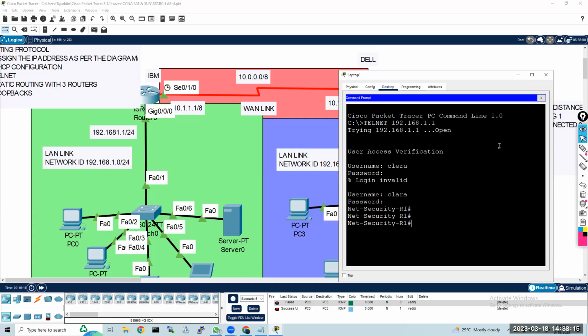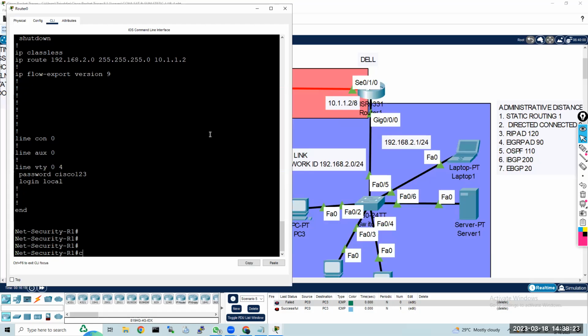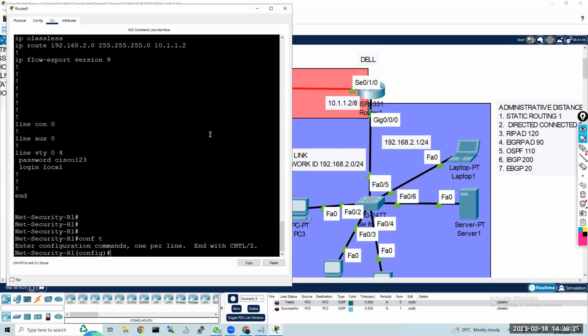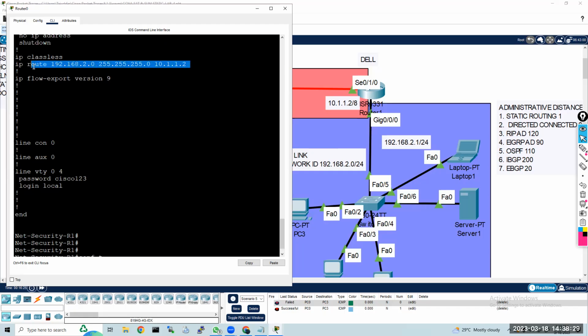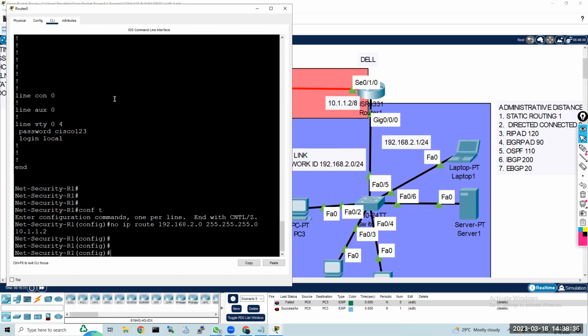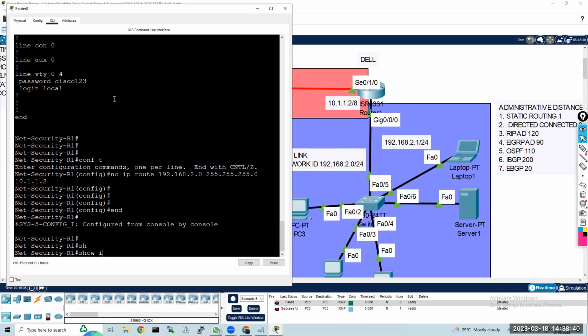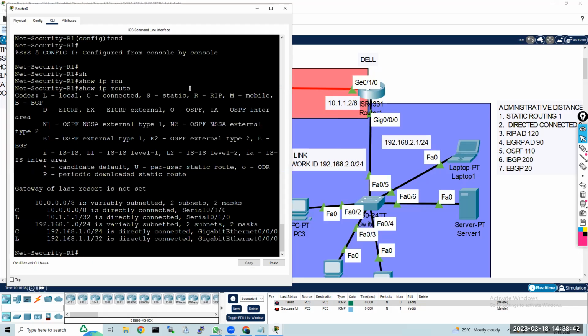Yes. Okay, so what do you understand here, guys? First understand, because if I remove the routing protocol, I will go to global configuration mode. I say no and remove this routing protocol. I copy and paste. There's no route now. Show IP route, no route now.